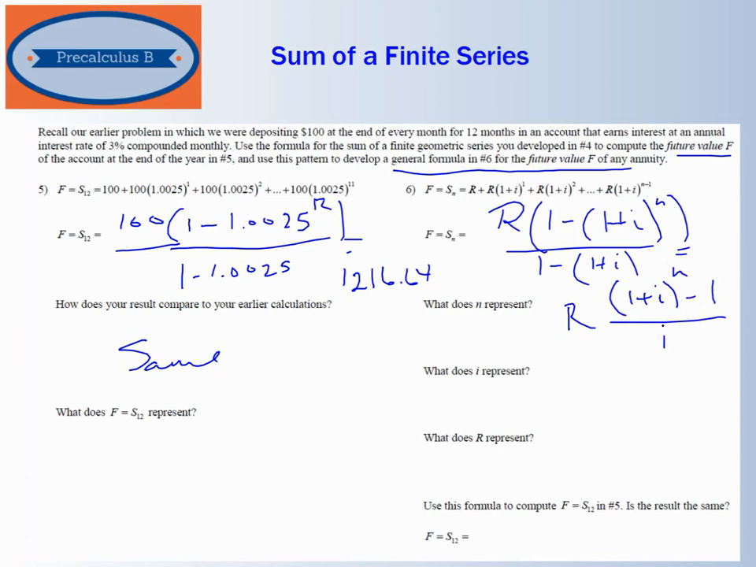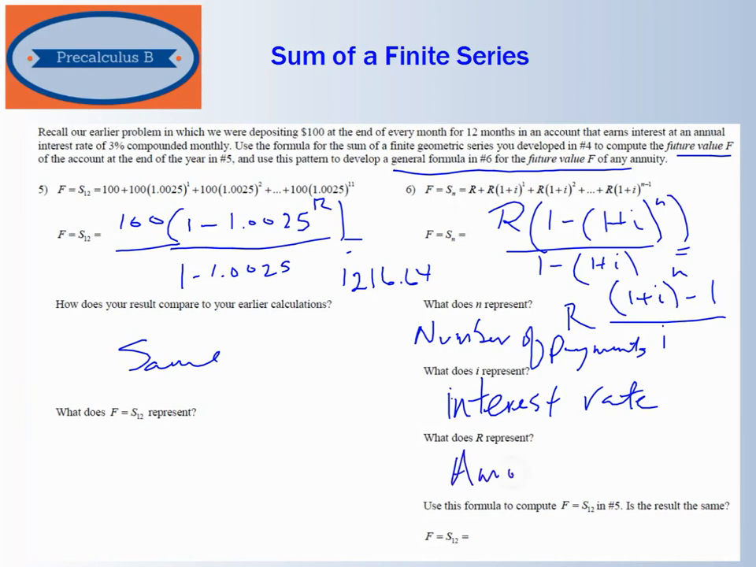So what does n represent? Well, this is the number of payments. How many times are you paying that $100 into the account? What does the i represent? Well, it's the interest rate. That's where we got this 1.0025. What does R stand for? That capital R is the amount deposited each time. Now, that would have to be consistent for this formula to work. That amount deposited has to be the same every time.